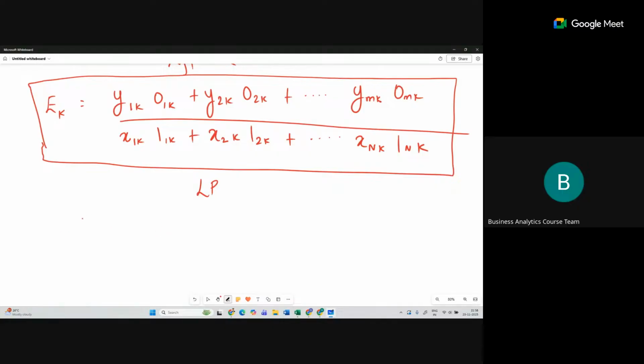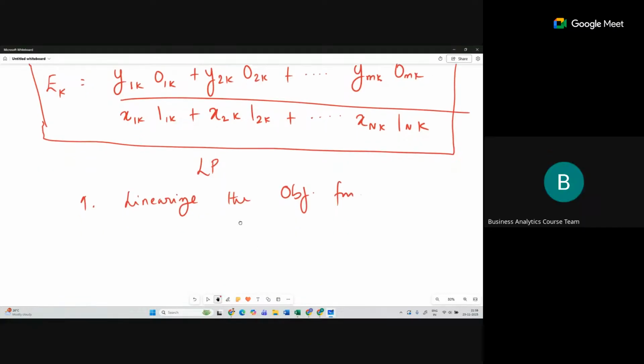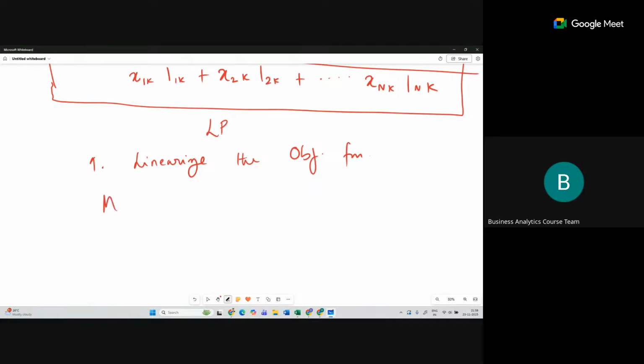So what is the first step? Linearize the objective function. How will you do that? Maximize the numerator and normalize the denominator. Normalize the denominator means set the denominator equal to 1, or less than or equal to 1. Okay. So how will you do that?